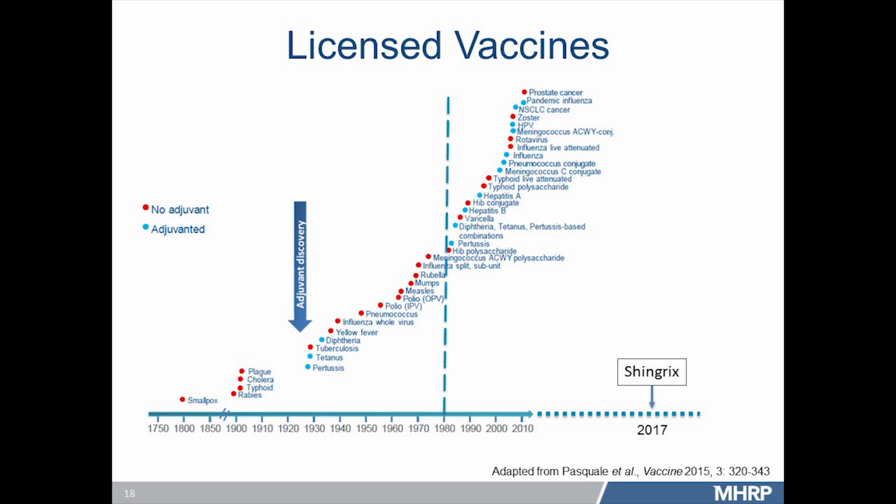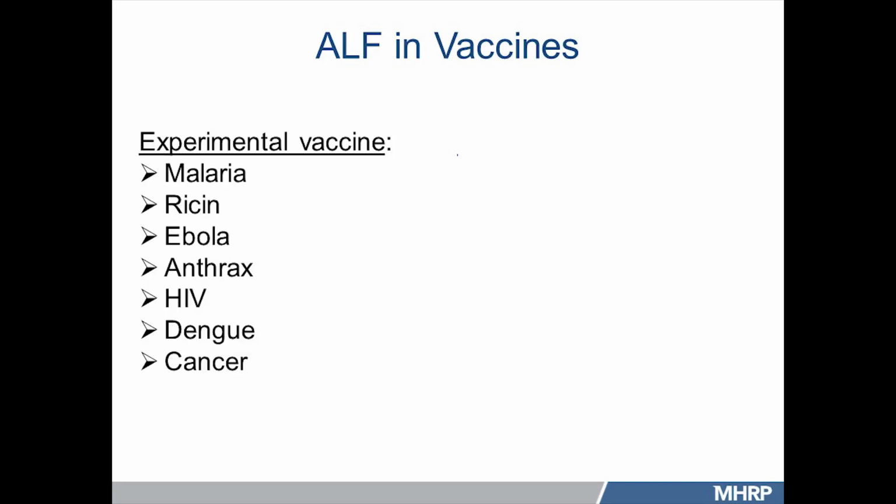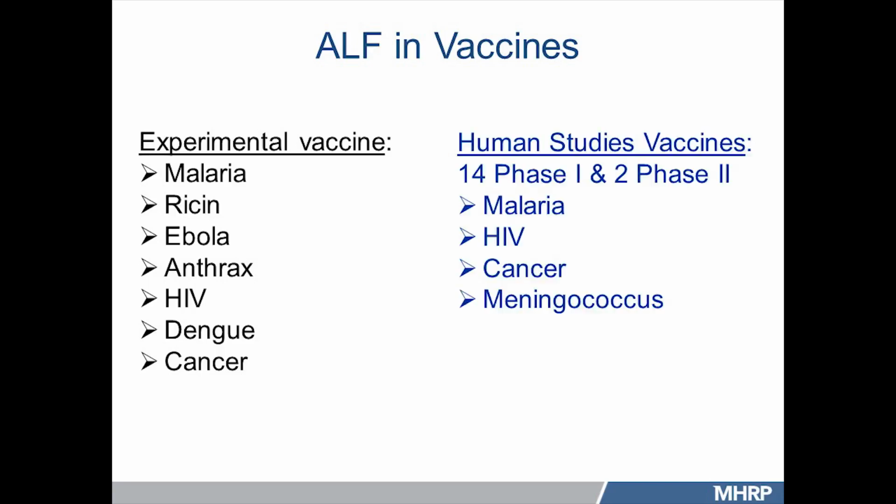So it's very similar to the ALF vaccine adjuvant, the Army Liposome Formulation, that we have in several vaccines. ALF has actually been used in many vaccines. We have used it in several experimental vaccines against malaria, ricin, Ebola, anthrax, HIV, dengue, and cancer. Given its success in these studies, we went on to use it for 14 phase 1 and 2 phase 2 clinical trials, and that's showing very promising results. So now it's being used for malaria, HIV, cancer, and meningococcus.